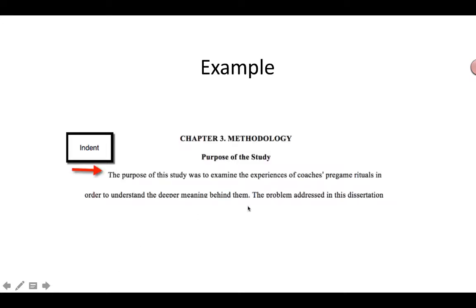Here is an example of what the paper should look like. The word example should not be there. It's indented. Chapter 3, period, Methodology, centered, bold, Purpose of the Study. That's your first segment. The purpose of the study was to examine.